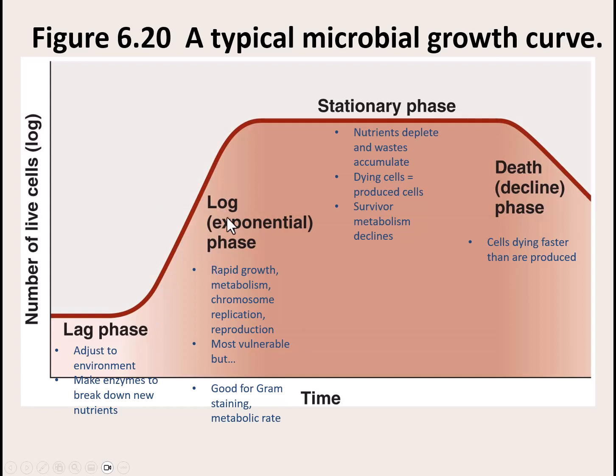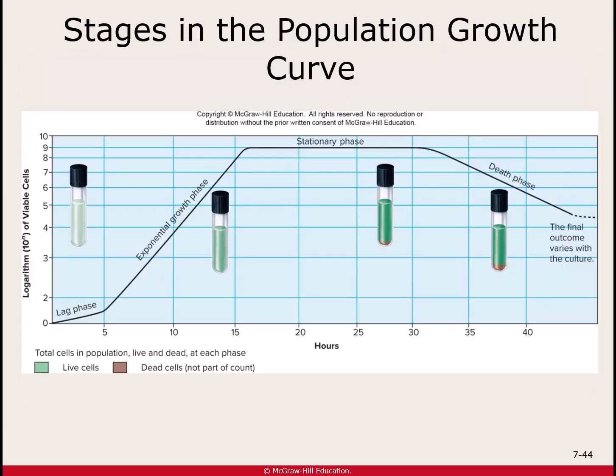And then at some point they get into an area called the death or decline phase, because there's more cells dying than are being produced. This is, again, just another illustration showing that lag phase, that super fast exponential growth. Stationary, again, just as many growing as are dying, and then the death phase, where there's more dying than there are growing. But how do we know that they grew?